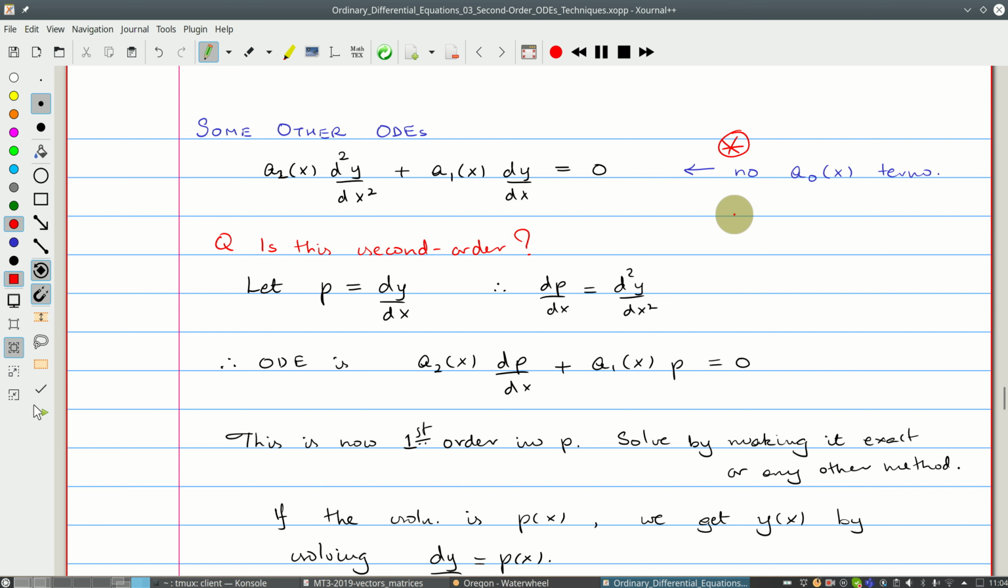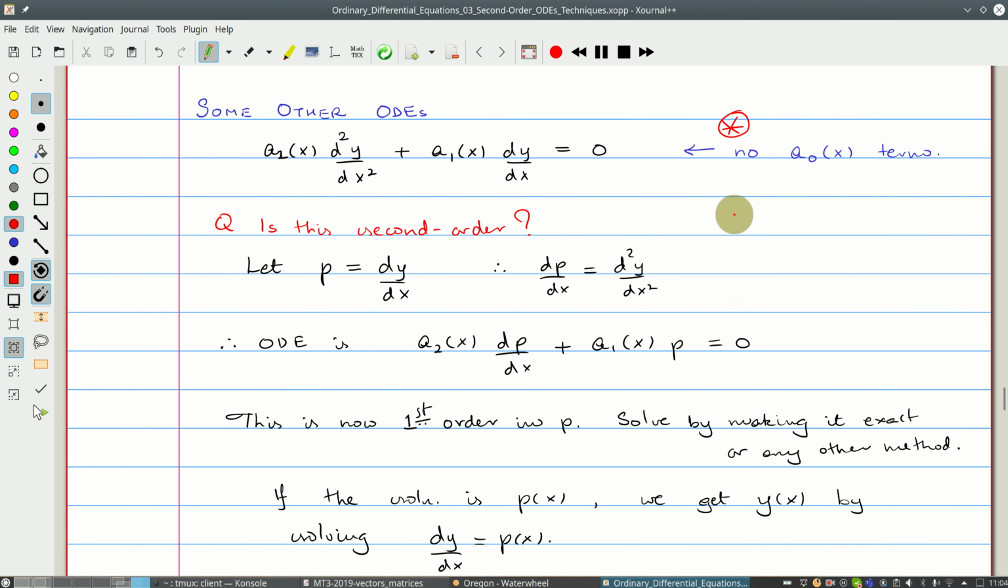Alright, so now some other ODEs before we finish this tutorial. Let's take this following example of a differential equation. We have some function a2 of x times the second derivative of y with respect to x, plus a1 of x times the first derivative of y, is equal to 0. So there's no term in a0 in here.